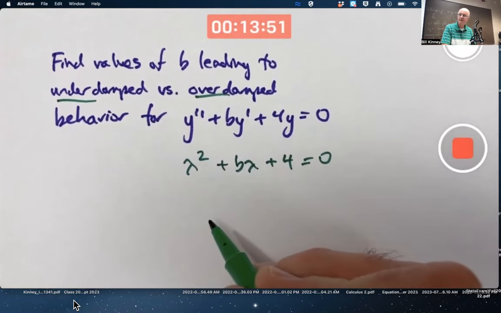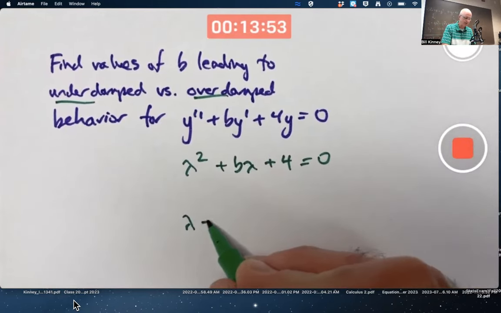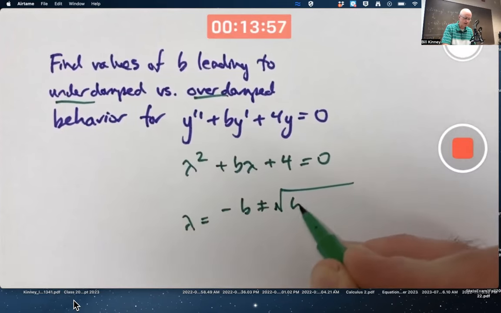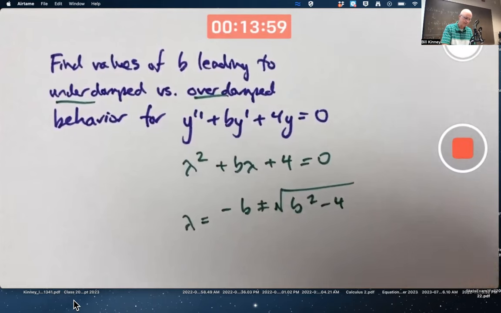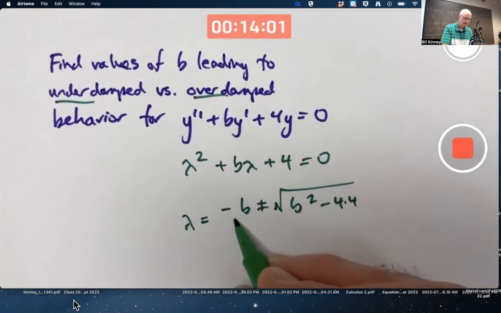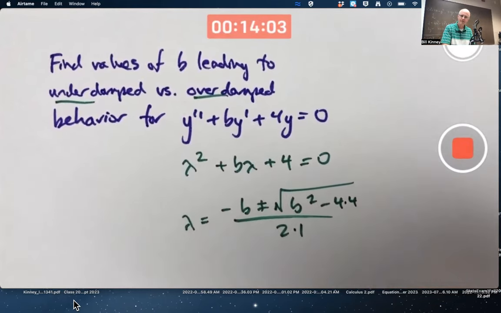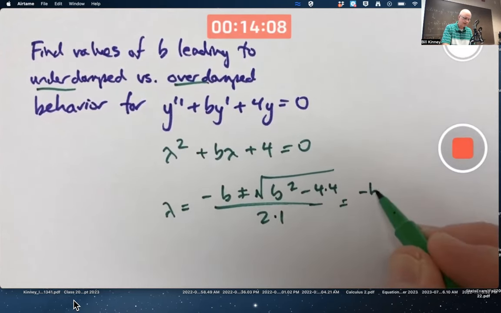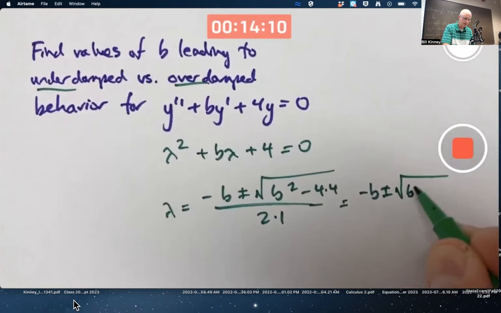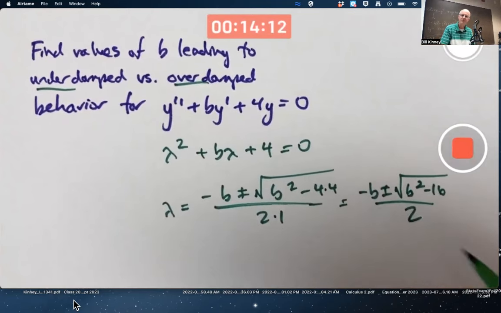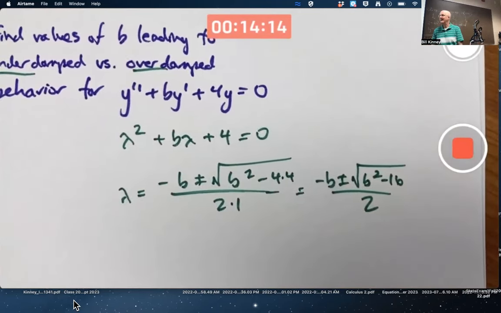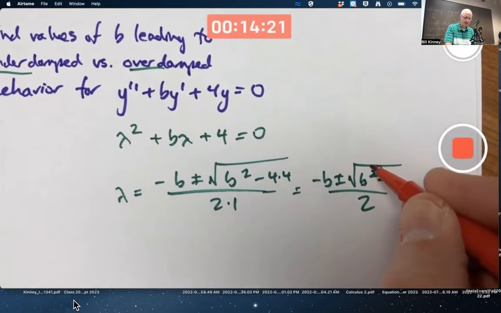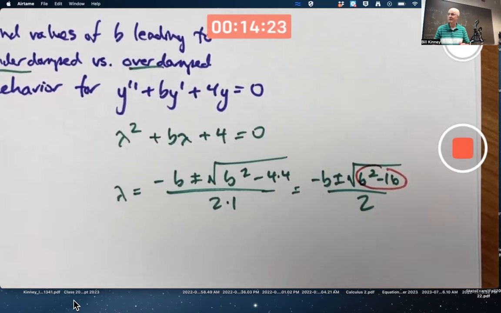So there's a lambda to the 0 power, you might say there. And since we don't know what b is, we can't factor this. We've got to use the quadratic formula. Lambda is negative b plus or minus square root of b squared minus 4 times 1 times 4 over 2 times 1. Just a quick use of the quadratic formula there. Negative b plus or minus square root of b squared minus 16 over 2. Those will be the eigenvalues. And of course, you got to think about what's under the square root to decide if they're going to be real numbers or not.